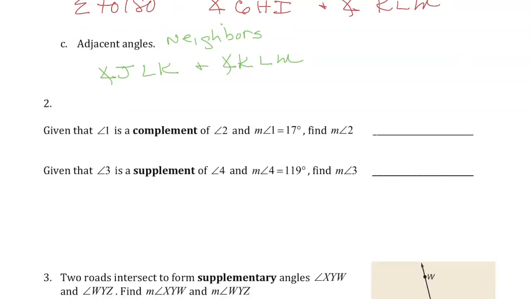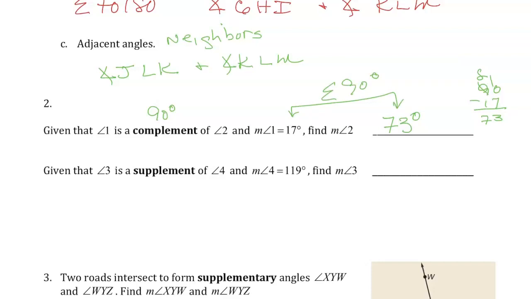Same types of questions, different format. Given that angle 1 is a complement of angle 2 and the measure of angle 1 is 17, find the measure of angle 2. Complement is 90. Just write this every single time so that you get in the habit of having your brain see that. That's going to be 3. That's 8. 8 minus 1 is 7. So if it's 73 degrees, then there'll be complements. So 73 and 17 do indeed sum to 90 degrees.